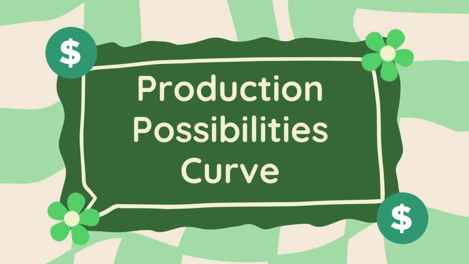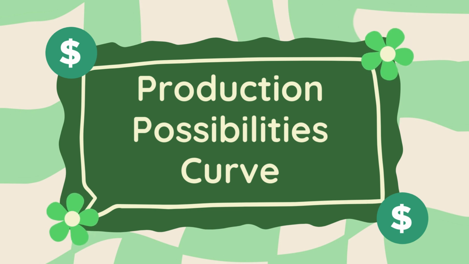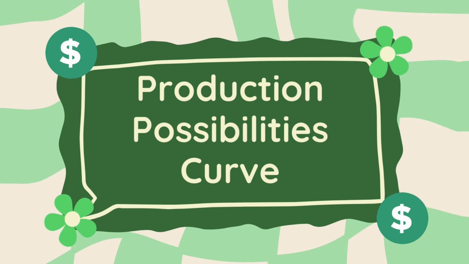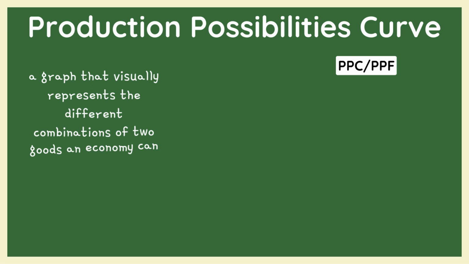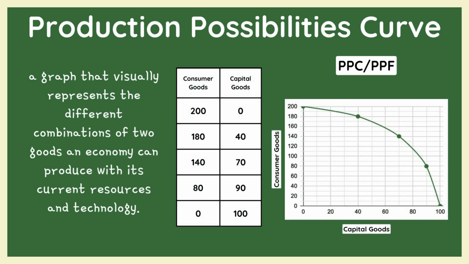In this video, you will learn about the production possibilities curve and how it illustrates opportunity cost. Let's get started. A production possibilities curve or PPC, also called a production possibilities frontier or PPF, is a graph that visually represents the different combinations of two goods an economy can produce with its current resources and technology. Here is an example comparing consumer goods and capital goods.